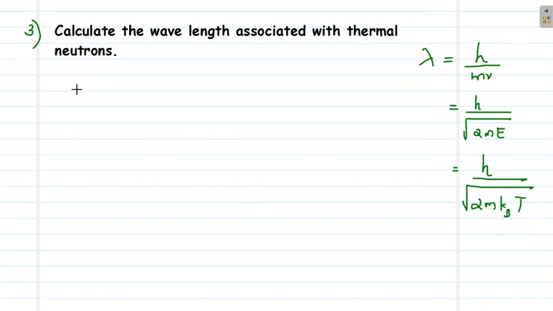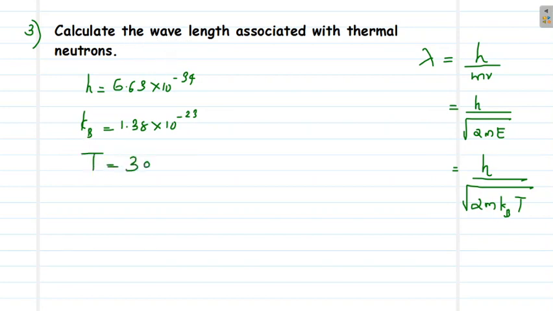So what are the various constants here? We know the value of h is 6.63 into 10 raised to minus 34. The Boltzmann constant is 1.38 into 10 raised to minus 23. You need to learn these constants. The temperature is not given. So let us assume room temperature, which is 300 Kelvin. Thermal neutron means the neutrons at room temperature. So let us choose T equal to 300 Kelvin.